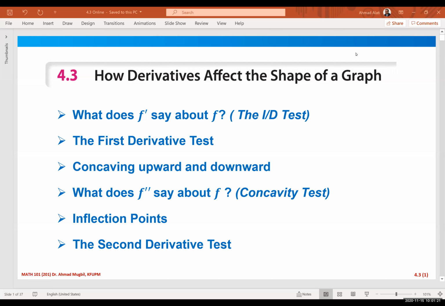It will tell you where the function is concave up or concave down. And finally, we will study, inshallah, the inflection points and the second derivative test.